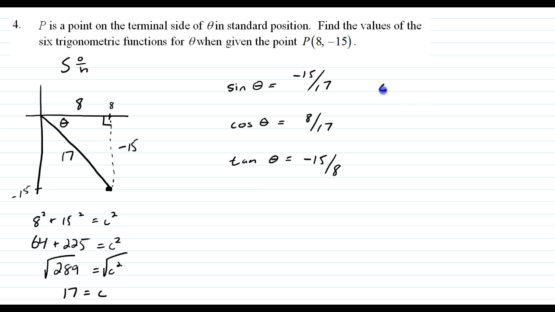And so now the cosecant is just a reciprocal of the sine, so that'd be 17 over negative 15. The secant is just the reciprocal of the cosine, so it'd be 17 over 8. And the cotangent is just a reciprocal of the tan, and so that'd be 8 over 15 negative. Now notice here I put the negative on the outside. Typically you don't put the negative on the bottom, so it's okay to have it on top, it's okay to have it on the outside, but typically we don't write it on the bottom.